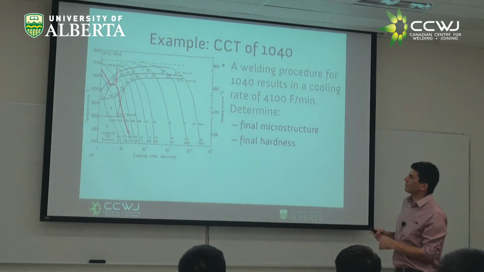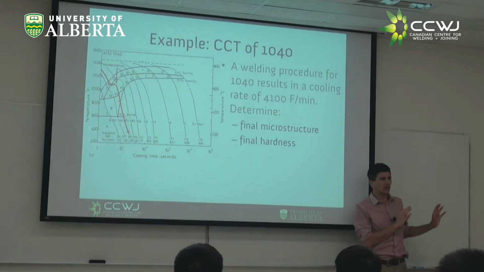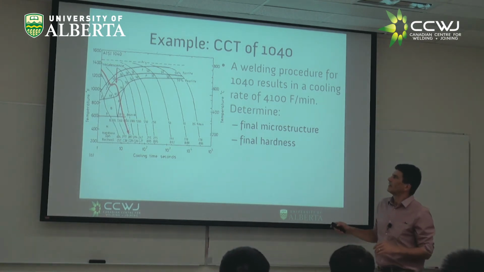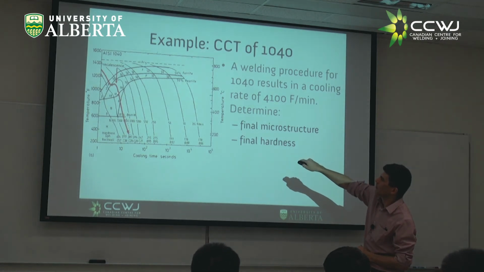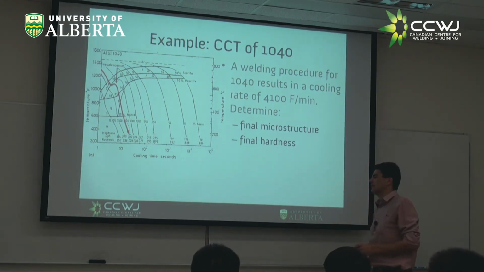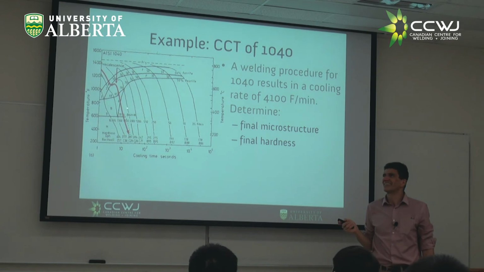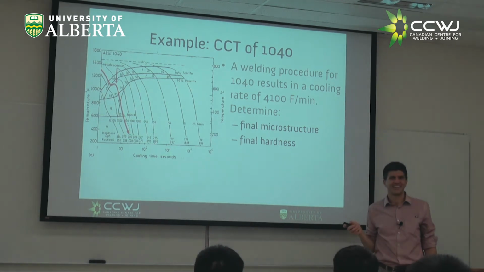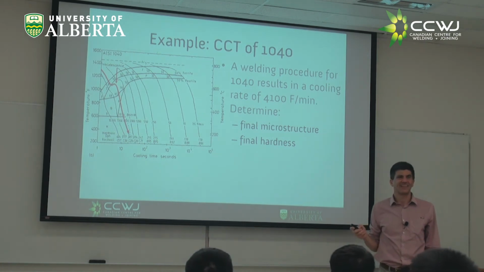So let's look at 1040 steel. This is the same steel we have been looking at for the TTTs, right? And this would be a cooling curve for 1040. Would you say that this is constant cooling? What do you call it when the line goes up? Do you call that heating? So what's going on?